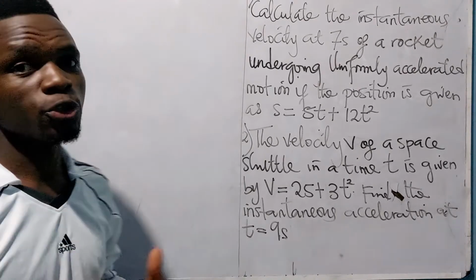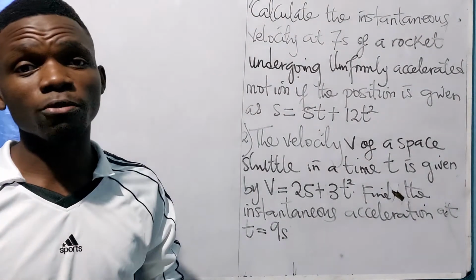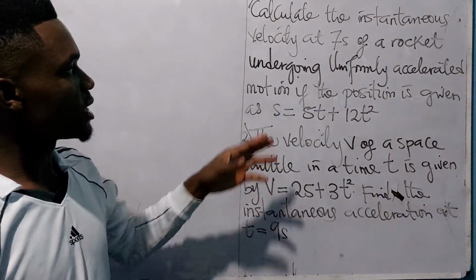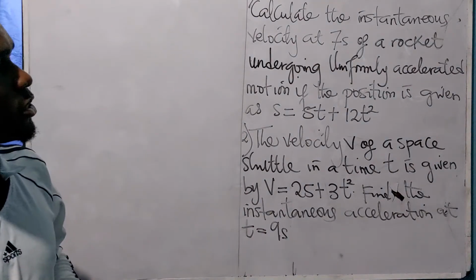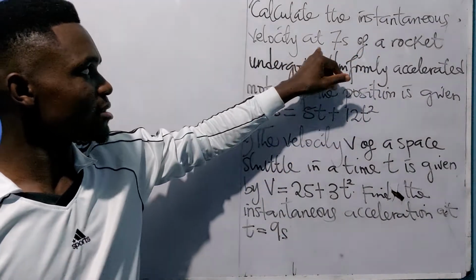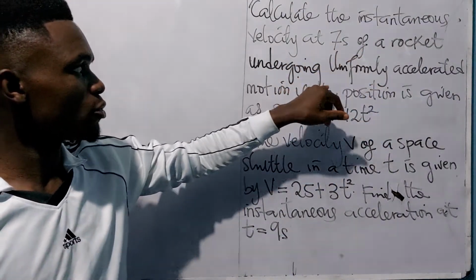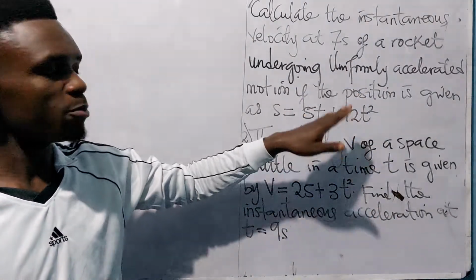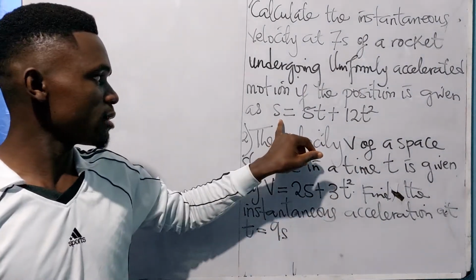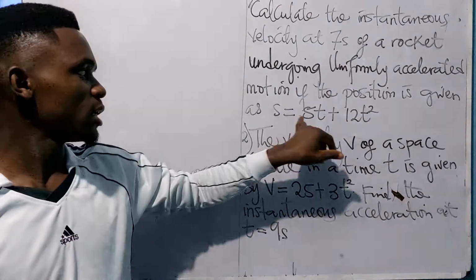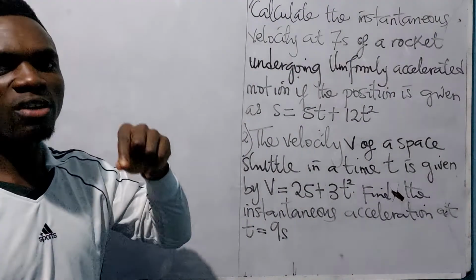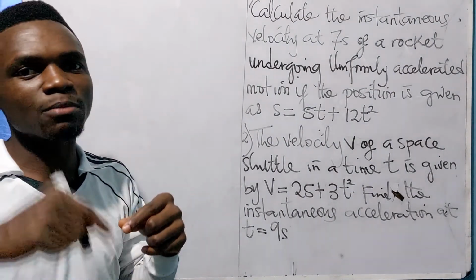We are still on the topic motion, and I've solved a lot of questions on motion, and you have on the board two questions on motion. We have to solve the instantaneous velocity and the instantaneous acceleration respectively. The first one says: calculate the instantaneous velocity at 7 seconds of a rocket undergoing uniformly accelerated motion if the position is given as s equals 5t plus 2t squared. S here means distance, which is usually in what? Meter. Then t is what? The time.